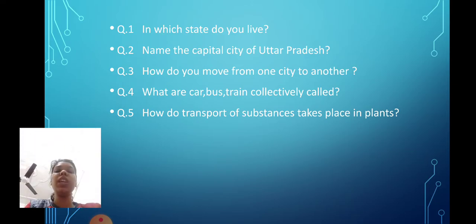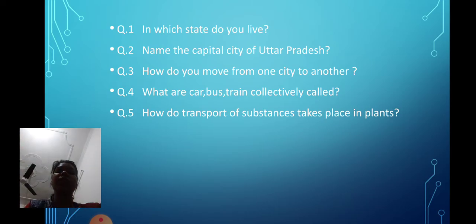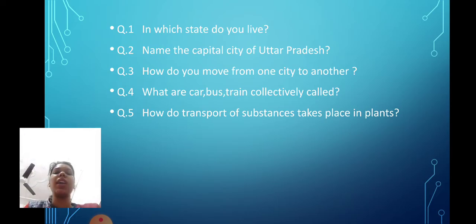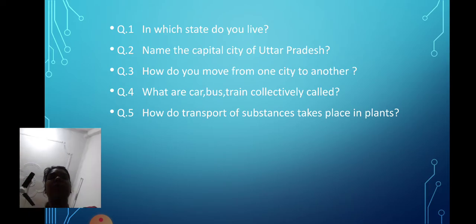Yes, we live in Uttar Pradesh. Name the capital city of Uttar Pradesh. The capital city of Uttar Pradesh is Lucknow. Yes, how do you move from one city to another? Yes, very good. We move from one city to another with the help of car, bus, or train.